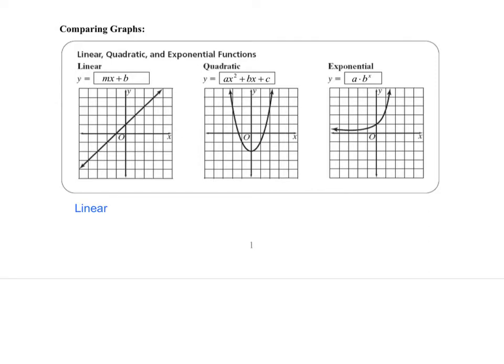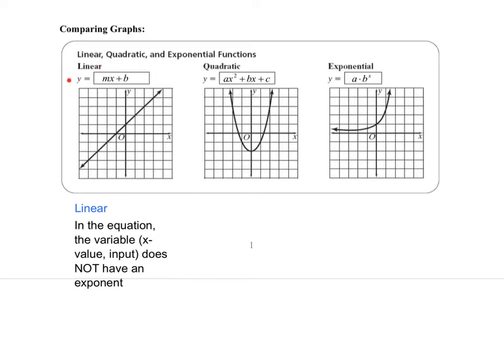If we look at the equation, it says y equals mx plus b. Our x value is our input. Whenever we have our x value by itself, and it does not have an exponent, that indicates it's a linear function. So a function is linear when, in the equation, the variable, the x value, the input, does not have an exponent. If we look at the equation, there's no exponent in this function.